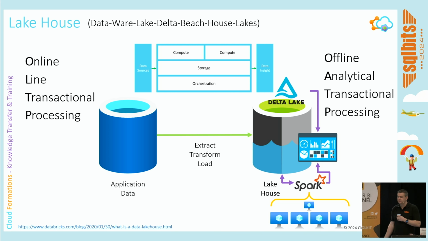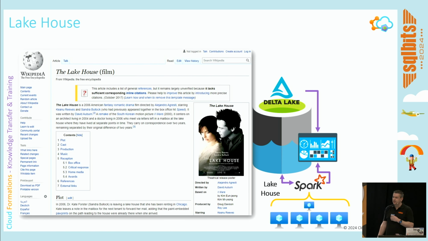Tough crowd. Do you know who else likes a lake house? Keanu Reeves. You see. Who is this crazy person on stage? Keanu Reeves loves a lake house. He's a data engineer. Yes, Paul.